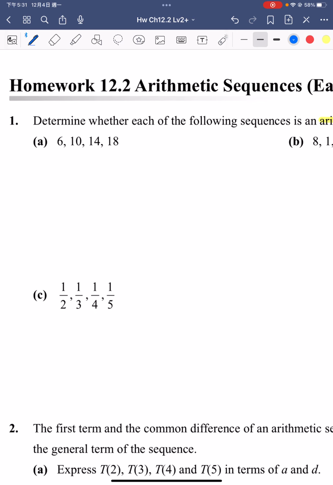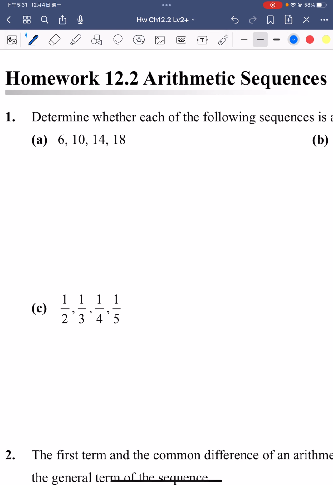All right, so for question 1a, the first common difference is 10 minus 6, giving you 4, and then 14 minus 10 giving you 4 as well. Similarly, 18 minus 14 is equal to 4 as well. So they have a common difference. The common difference is equal to 4, so that is yes.